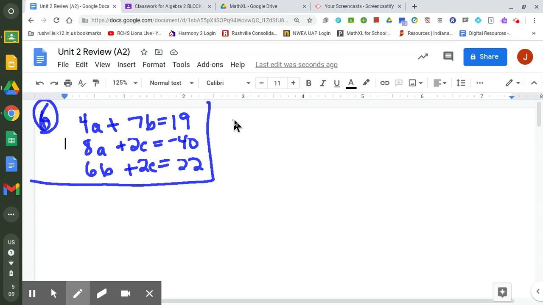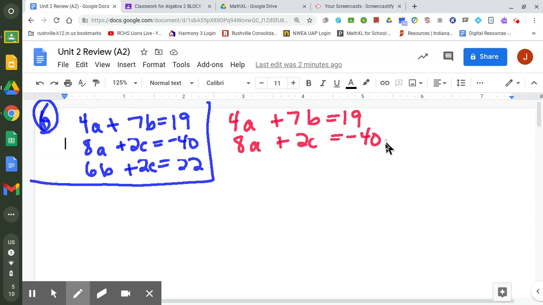So the first thing we can do, and again, many different things, but if I just look at equations 1 and 2, I have to eliminate either, well, the only thing I can eliminate is the A, because that's the only thing they have in common. So to eliminate that A, I can multiply my first equation by negative 2.